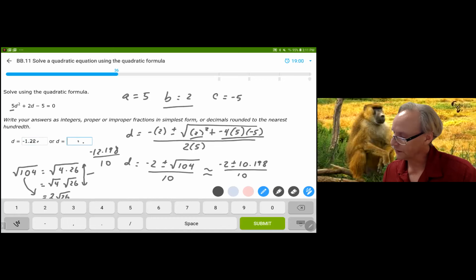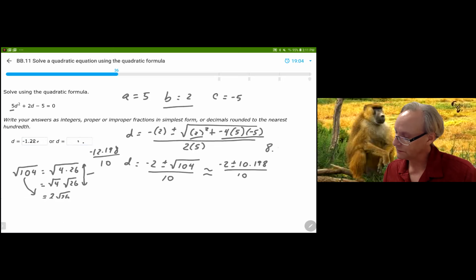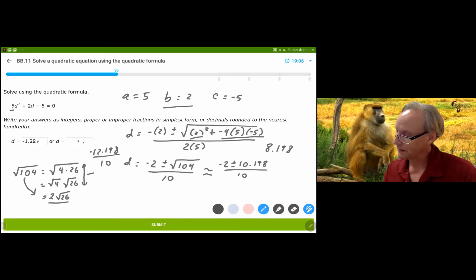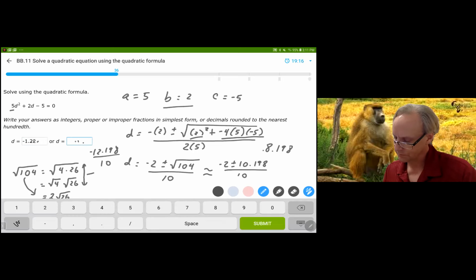And the other one is going to be 8.198. And we're going to move the decimal over, and we're going to get 0.82. Well, that's odd. I think that's right.